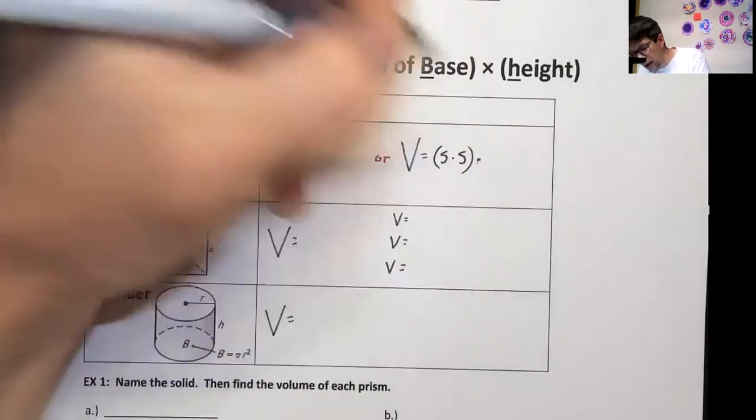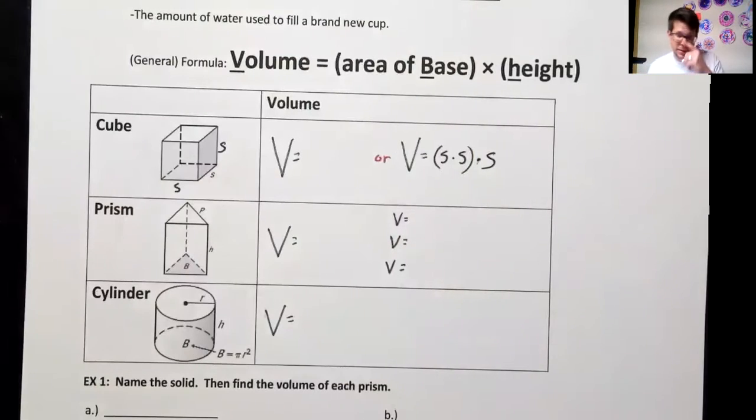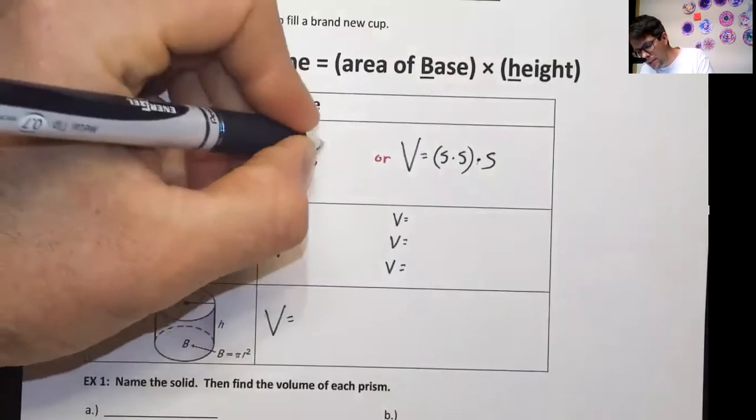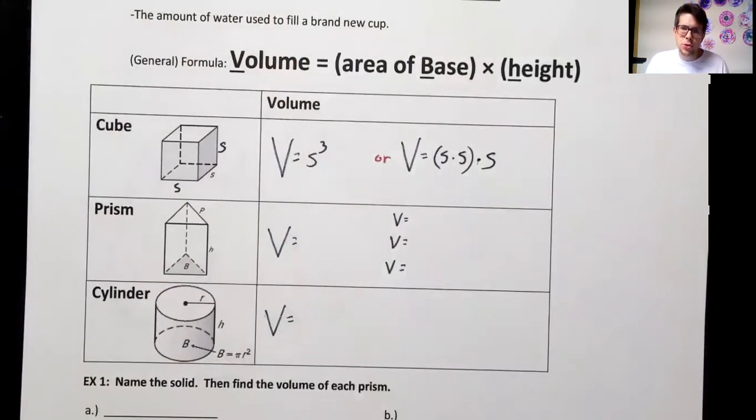And so that means you're going to do S times another S. That's a lot of S's and they're all the same. And so what mathematicians have done is simplify that a little bit. That is the same as S cubed. So there's your volume formula for a cube. It's very unique. It works out really great because it's so simple.